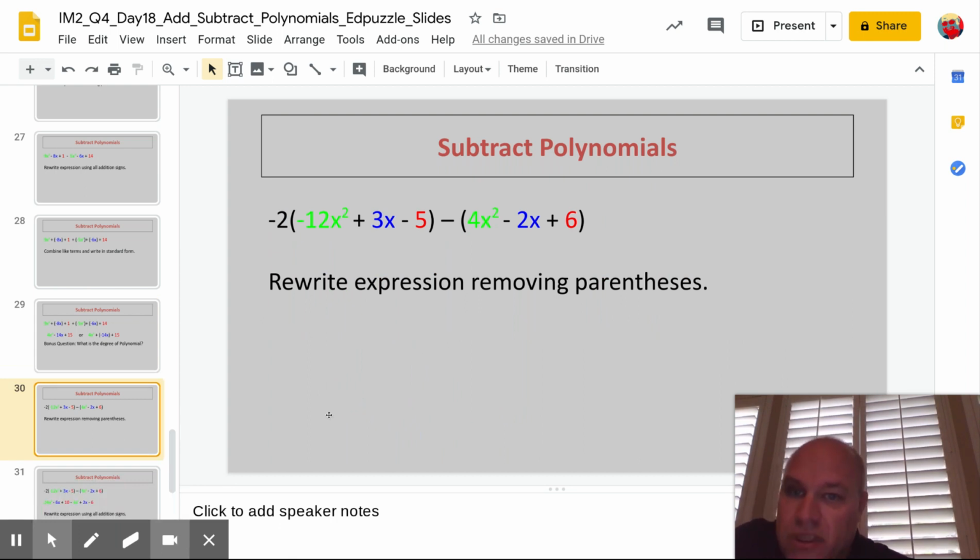Okay, next example. Next one I'd like you to try here. Ooh, a little bit more challenging. I would like you to remove the parentheses here. Be careful. Right here, you got a negative 2 in front of the parentheses. Here you have subtraction sign. How do you handle this?